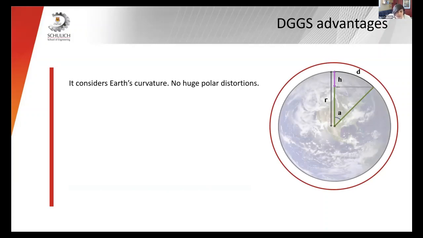And it is a system that considers the Earth curvature. So at a global scale, it will achieve a better analysis accuracy compared to projected coordinates. And the information is portrayed without huge polar distortion since it's uniform.